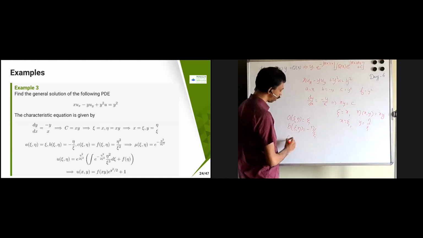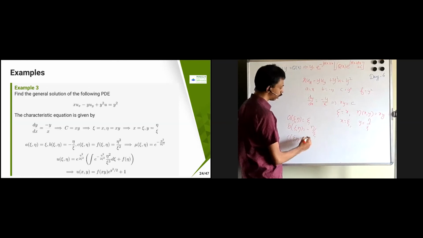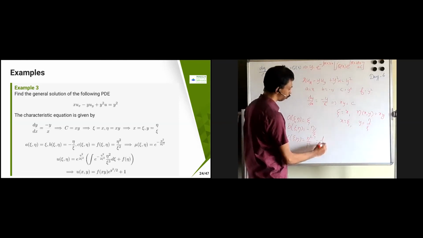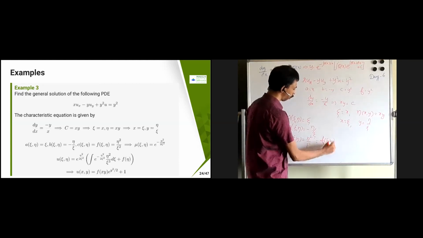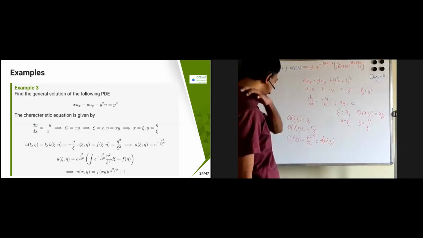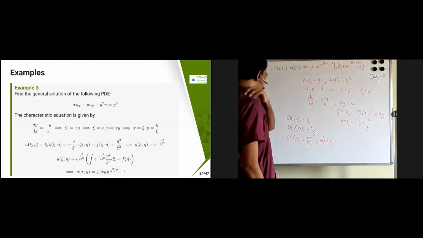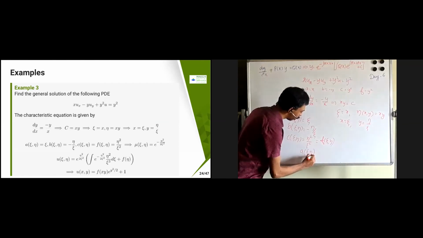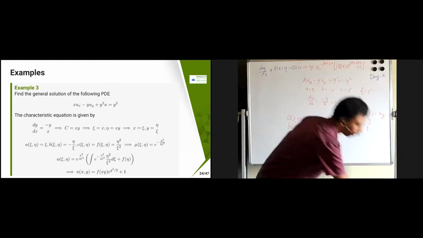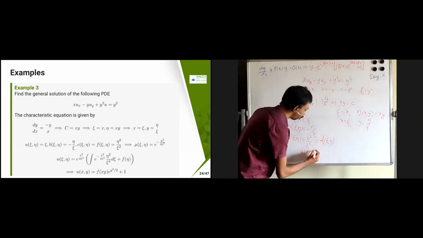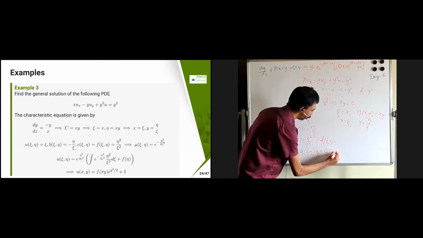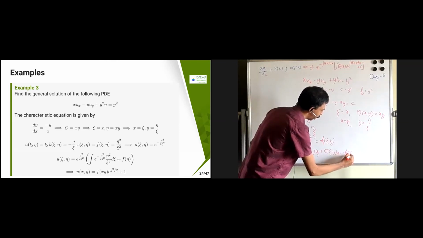And c of chi comma eta is nothing but y square, therefore eta square by chi square. I think same for f also, f of chi comma eta, because both are same. So what is my equation? In that case, my equation is a of chi comma eta into u chi plus c of chi comma eta into u equal to f of chi comma eta.